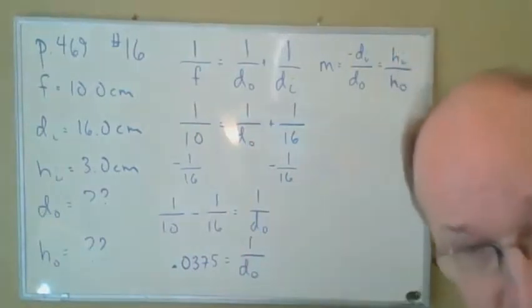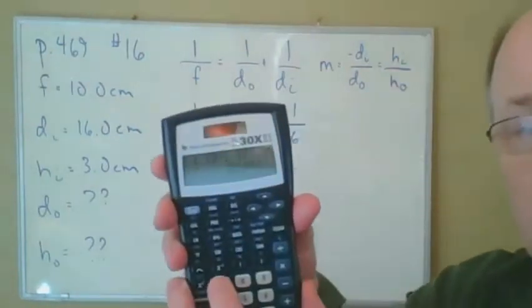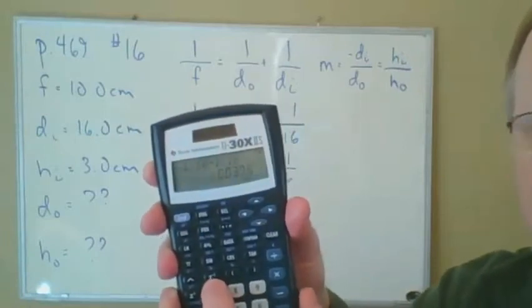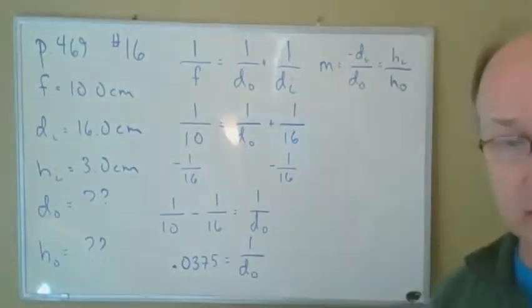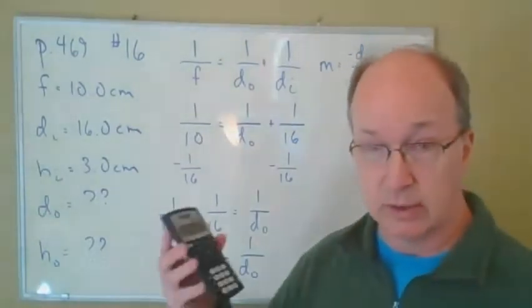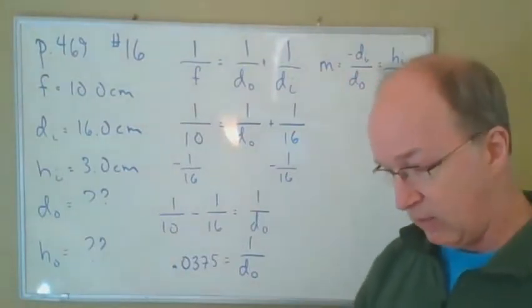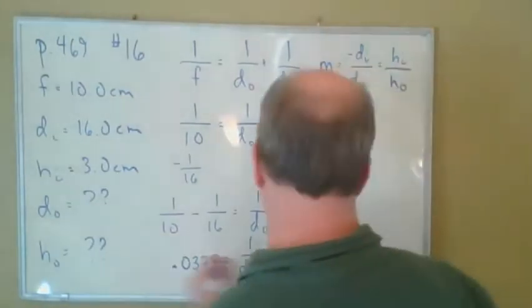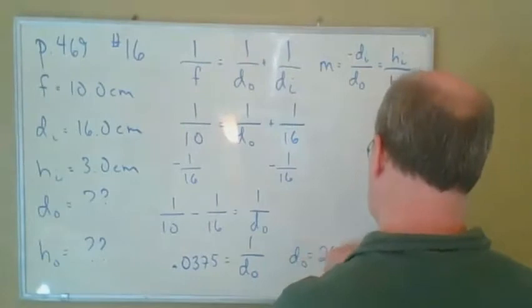Now, for me, I've got this handy dandy button. I don't know if you can see it from where you are, but it's right up here. It says x to the negative 1. Maybe yours is the second function of another button, depending on your calculator. I don't know what it is if you're using Desmos on the computer. I'm just going to type in x to the negative 1 equals, and I get DO equals 26.7 centimeters.